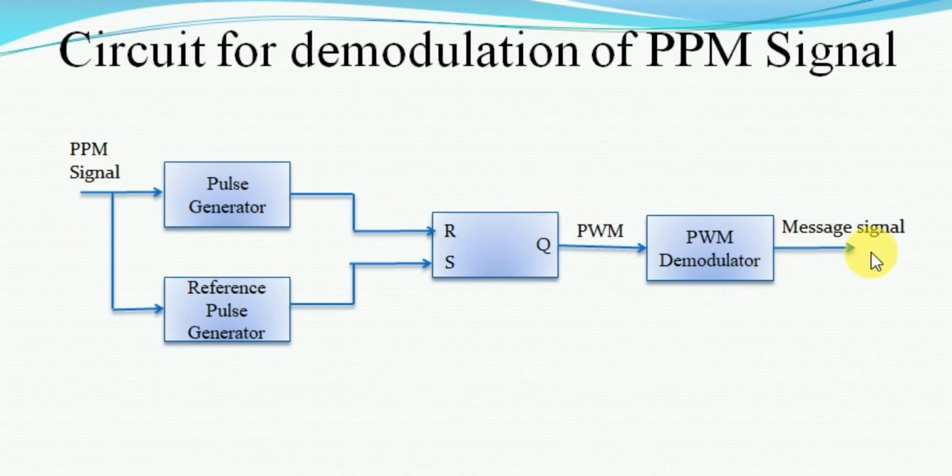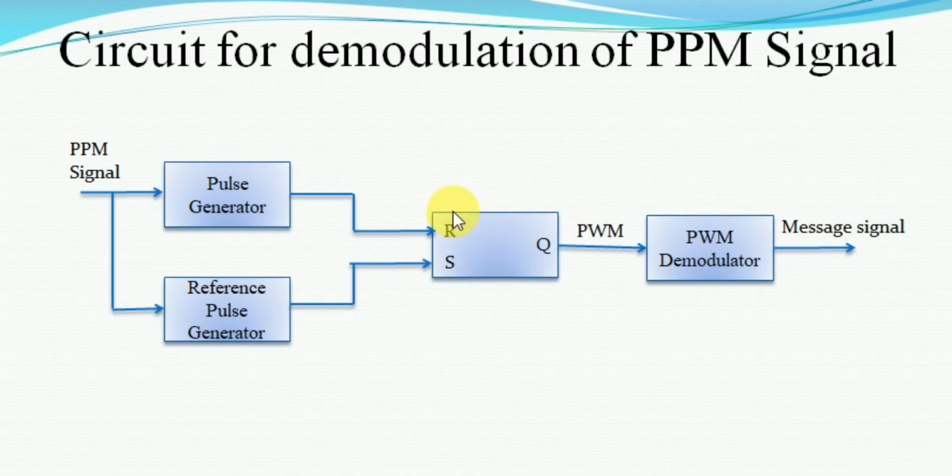In order to obtain the distortionless message signal, here the distorted PPM signal is passed through the pulse generator and thereafter given to the flip-flop. Here the pulse generator used in this circuit will produce a pulse waveform with a fixed duration, and then it is applied to one input of the flip-flop, that is the R pin, the reset pin of the flip-flop circuit. Whereas this reference pulse generator will produce a reference pulse with a fixed period once a PPM signal is applied to it, and thereafter the output of the reference pulse with fixed period is given to the set pin of the SR flip-flop. So from the pulse generator we are obtaining a pulsed signal with a fixed duration, whereas from the reference pulse generator we are obtaining a pulse signal with a fixed period.